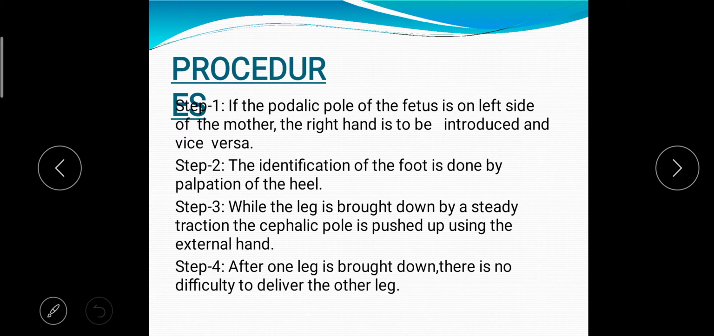While the leg is brought down by steady traction, the cephalic pole is pushed up using the external hand. So now you know which is the leg and you are applying steady traction. The cephalic pole is pushed up using the external hand. You have one more hand externally that you are going to use. After one leg is brought down, there is no difficulty to deliver the other leg. Okay, this is about the procedure.